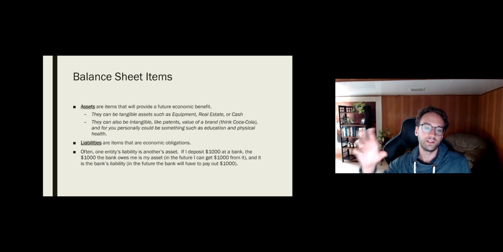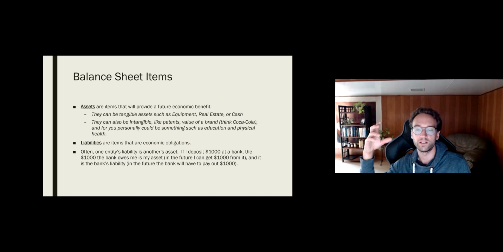Often, one entity's liability is another entity's asset. The most basic example of this is when you deposit money at a bank. So I put in $1,000, for instance. Now the bank owes me $1,000, right? And this $1,000 that the bank owes me is my asset. In the future, I can go get $1,000 from the bank, and it's the bank's liability because the bank has to pay out this $1,000 to me sometime in the future.